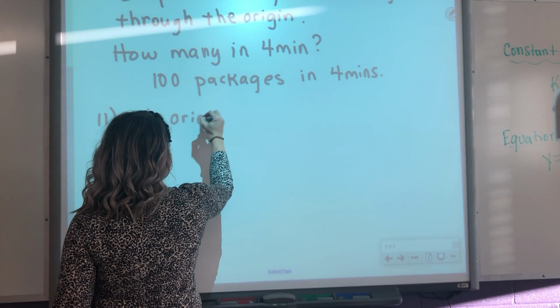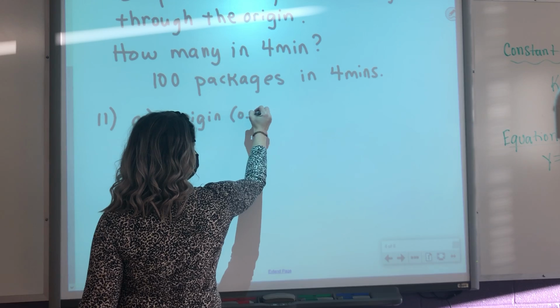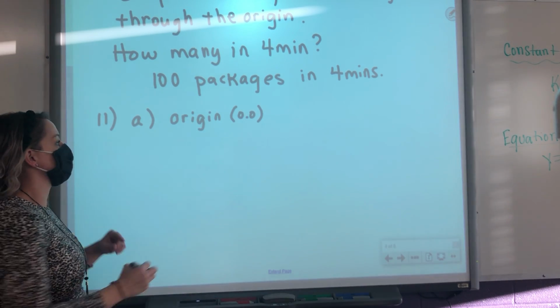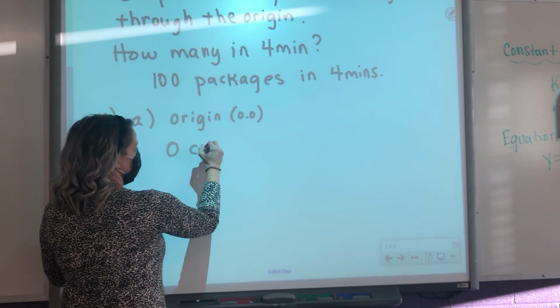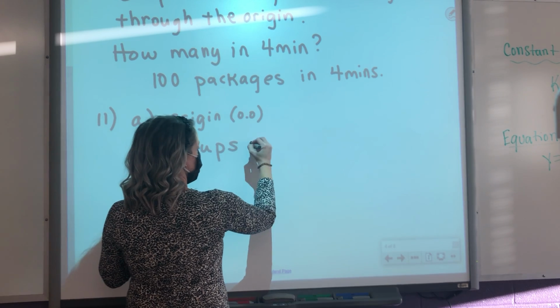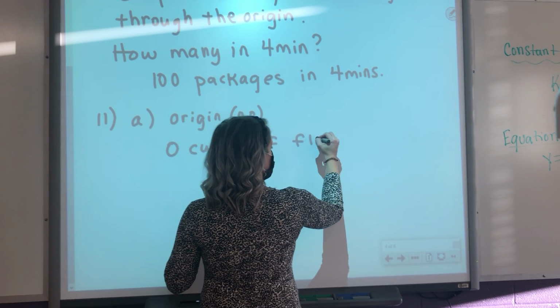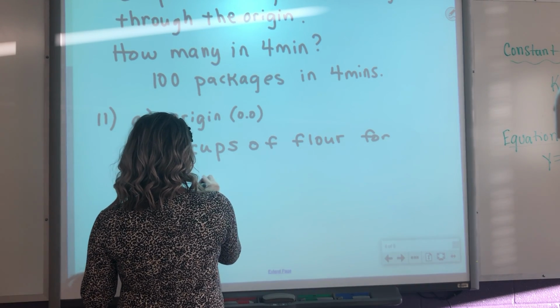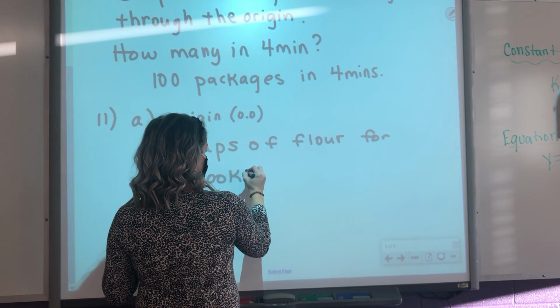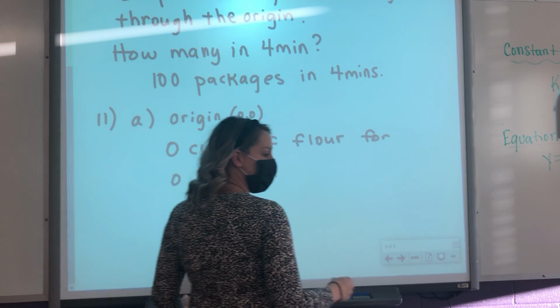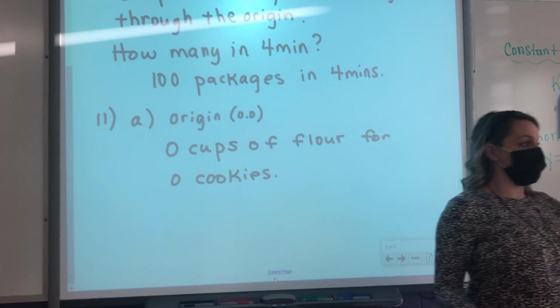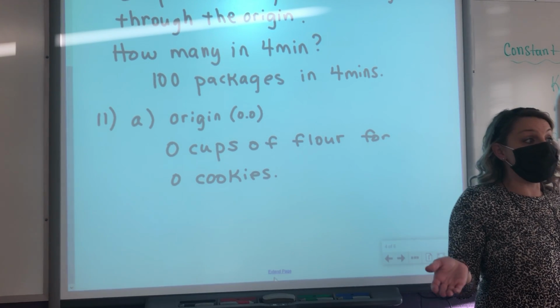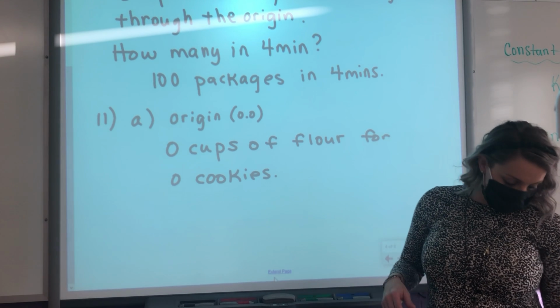So in this situation, it is the origin. I agree with that because it is the point (0, 0). But in this situation, 0 cups of flour for 0 cookies. Is that reasonable? Yes. Absolutely, it's reasonable. If I don't have any cookies, I don't have any flour. Okay, so that is reasonable for us.